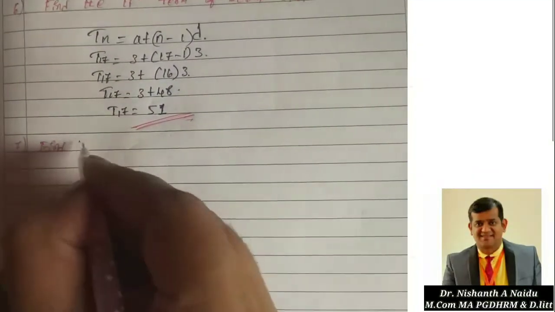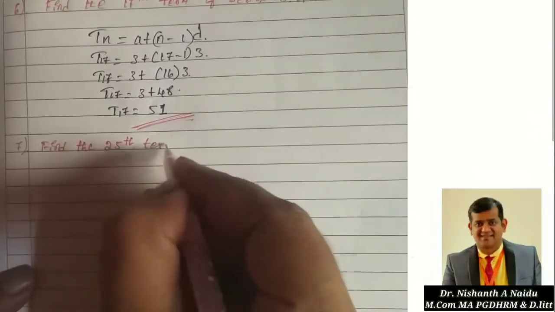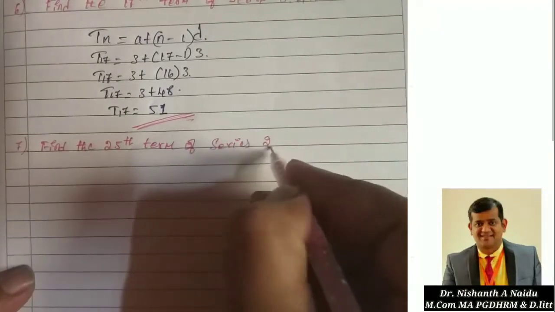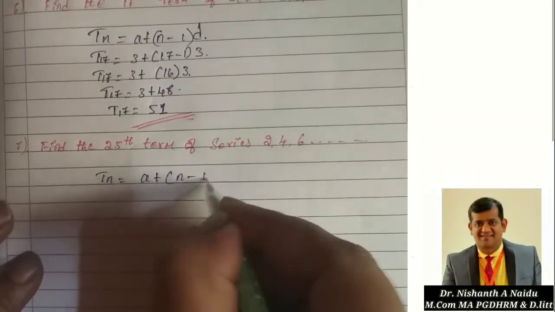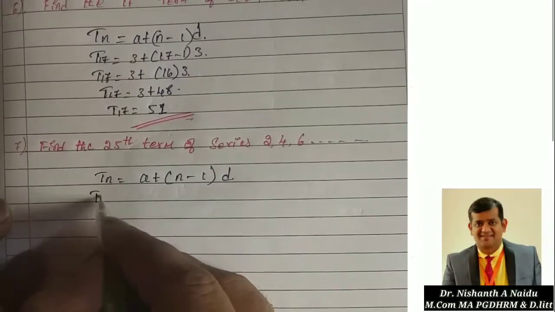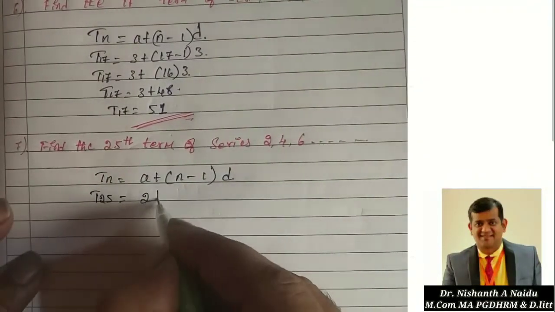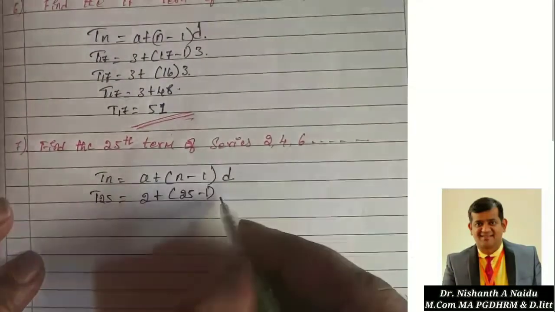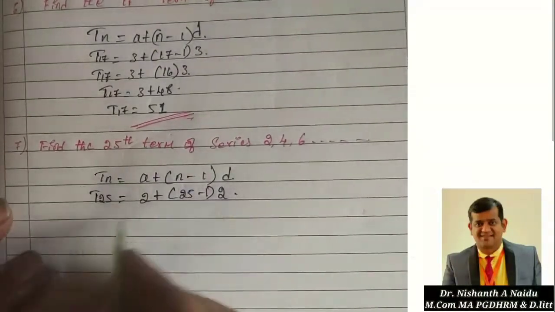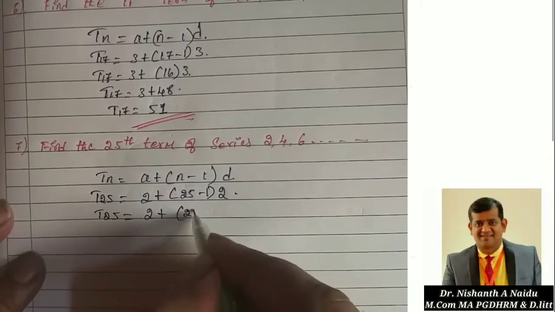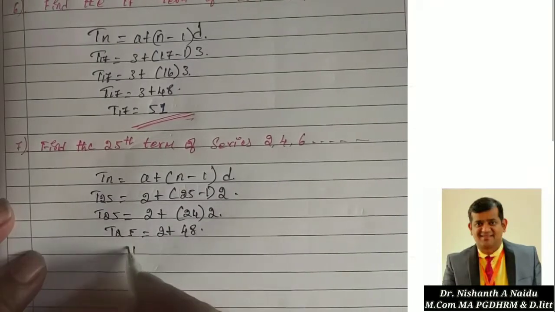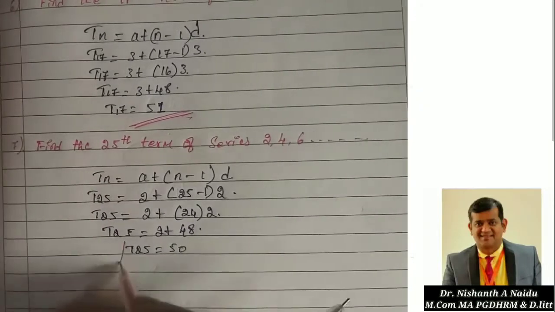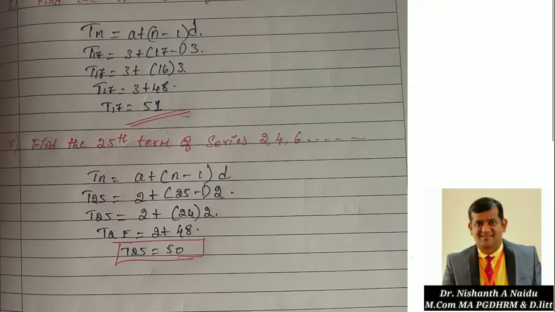The seventh problem says find the 25th term of the series 2, 4, 6, and so on. So the solution, you know, right? Tn equals a plus n minus 1 into d. These are common problems. So the 25th term, T25 equals a is 2 plus n is 25 minus 1, d is 2, since 4 minus 2 is 2 and 6 minus 4 is 2. So the common difference is 2. Now T25 equals 2 plus 24 into 2, so T25 equals 2 plus 48, since 24 2s are 48. So T25 equals 50. This is the answer. Are you able to understand? Yes? No? Yes, right.